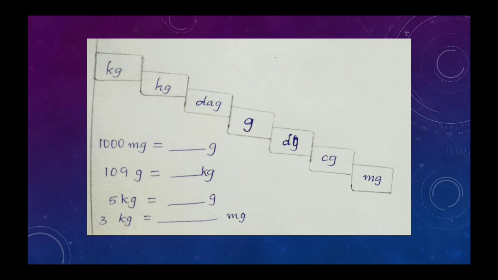Now let us see some problems on grams. So the ladder is given: 1000 milligram to gram. So smaller unit to larger unit. So what we have to do, we have to move decimal point from right to left. How many times? 3 times we have to move. So start from the last place after 0. 1, 2, 3.